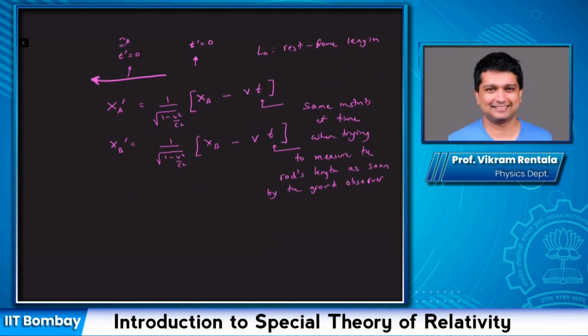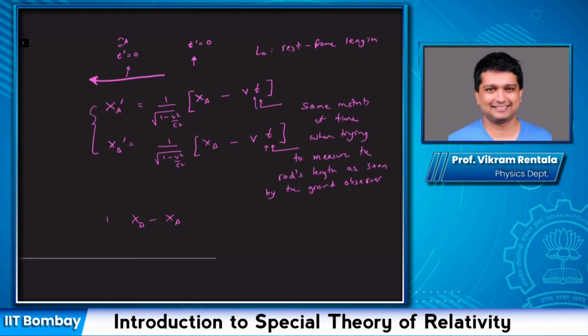so if we now try to measure the endpoints of the rod at the same instant of time as measured by the ground frame observer, then they would say that these two times t are the same, and the length of the rod would just be given by xb minus xa. Okay, so we can work out what xb minus xa is by just subtracting these two equations from each other. So that would give us xb minus xa times 1 over square root of 1 minus v squared by c squared would be the same as xb prime minus xa prime.